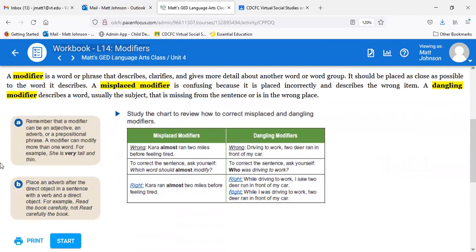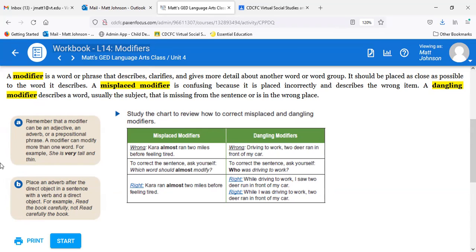Another example here. So Kara, our incorrect misplaced modifier: Kara almost ran 2 miles before feeling tired. Okay, so to correct the sentence, it says, ask yourself which word should almost modify, right? So in the first sentence, what that is describing is that she almost ran. So she could be walking 2 miles. She could be crawling 2 miles. Almost ran, right, puts the modifier in the wrong place.